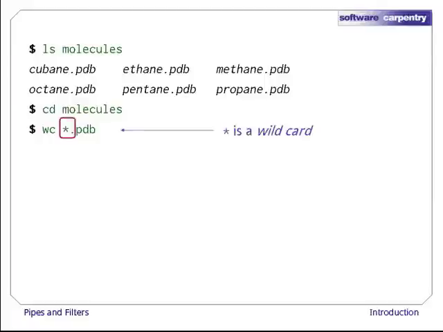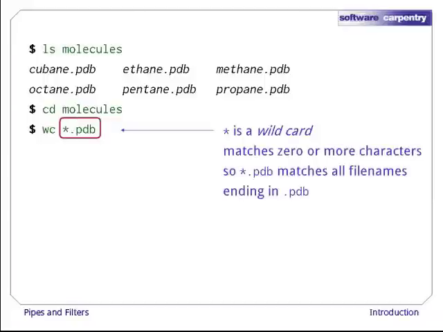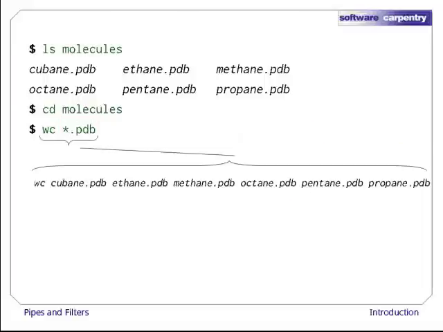The * in *.pdb is a wildcard character. It matches 0 or more characters, so the shell expands the expression *.pdb to be the complete list of .pdb files. The shell does this before wc runs, so the actual command is wc cubane.pdb, ethene.pdb, and so on.